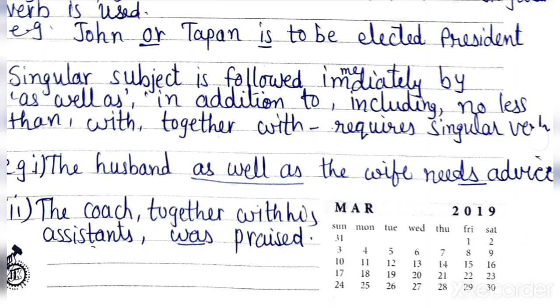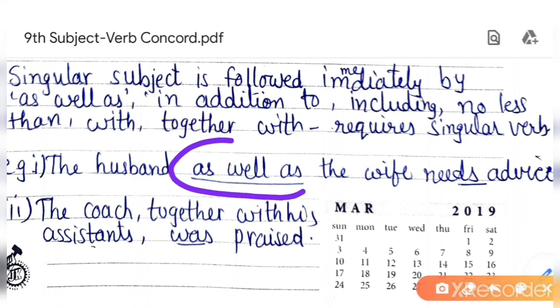Next one is singular subject followed immediately by as well as, in addition to, including, no less than, with, together with, one of requires singular verb. Try to remember all these phrases: as well as, in addition to, including, no less than, with, together with, one of. Okay, all these words, they require singular verb.